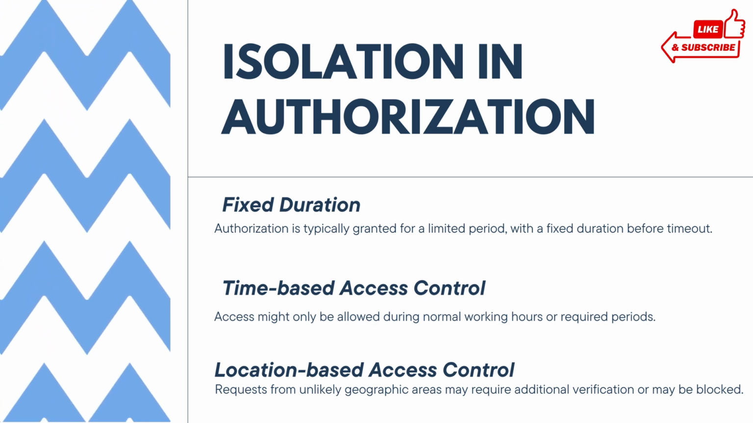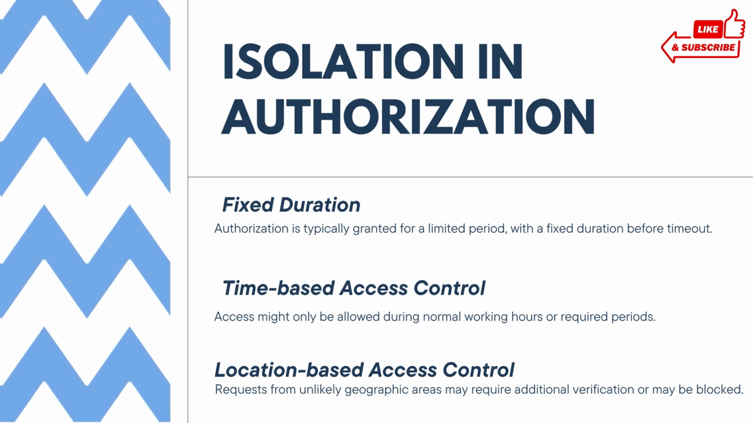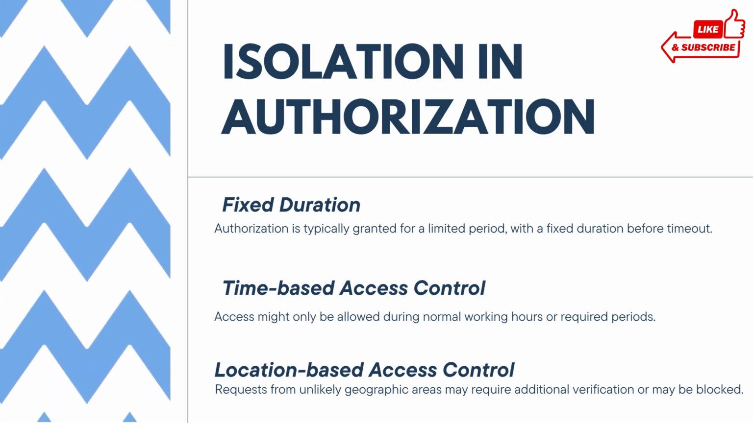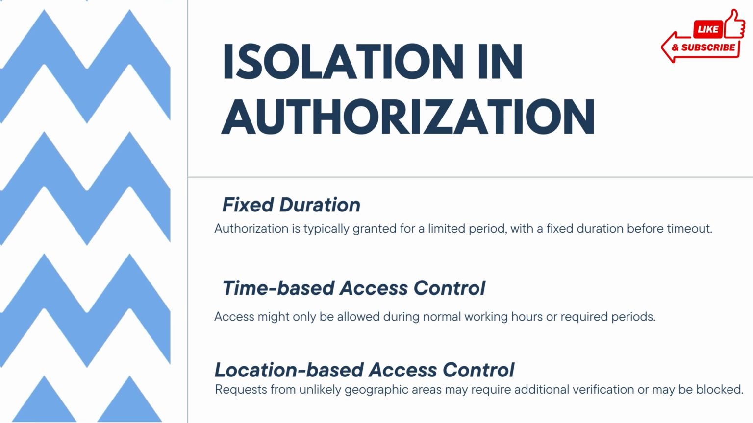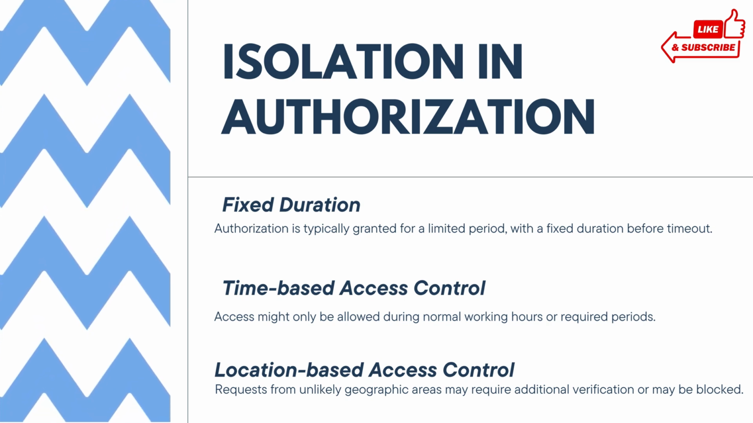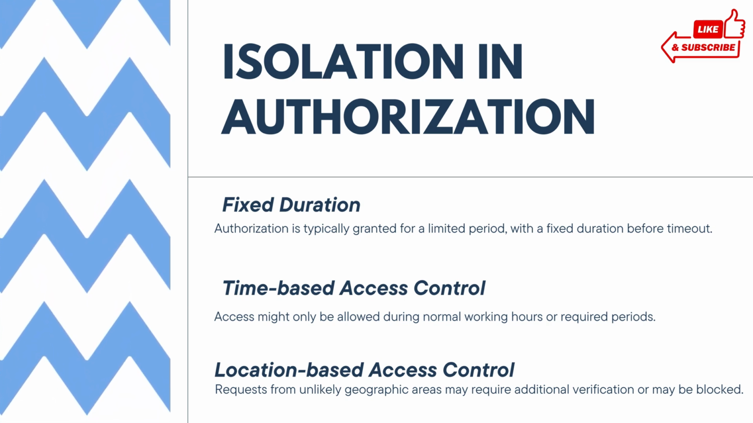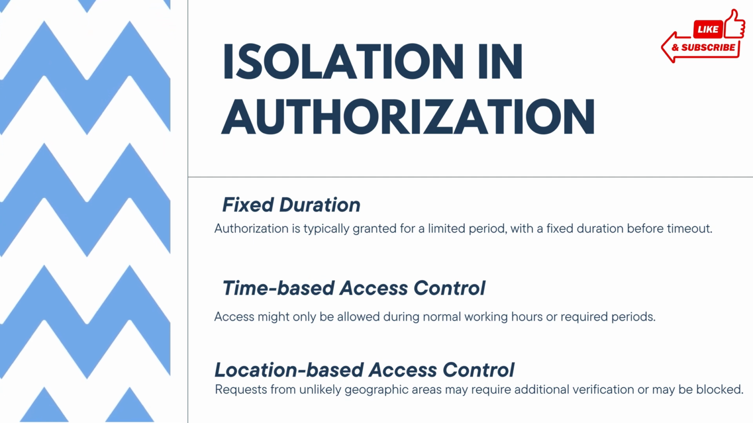So, isolation in authorization adds these layers, time limits, schedules, and geographic checkpoints to keep access as tight as a drum. Pretty cool, right? Let's see why this matters next.